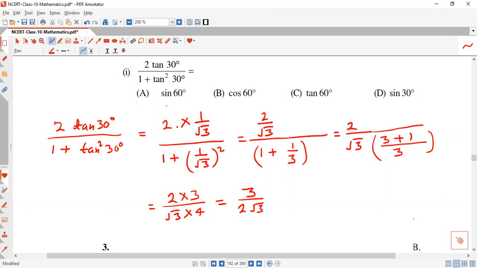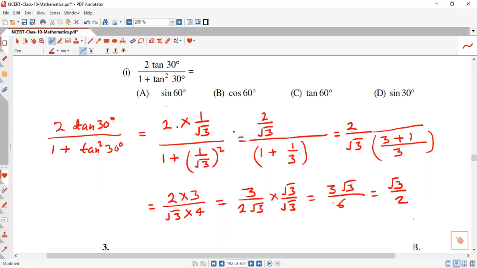Now we want to rationalize the function, because in the denominator we have a radical sign, and we don't want the radical sign in the denominator. So I say multiply with root 3 on both sides. You are getting 3 root 3 divided by 6, or you can say root 3 by 2.